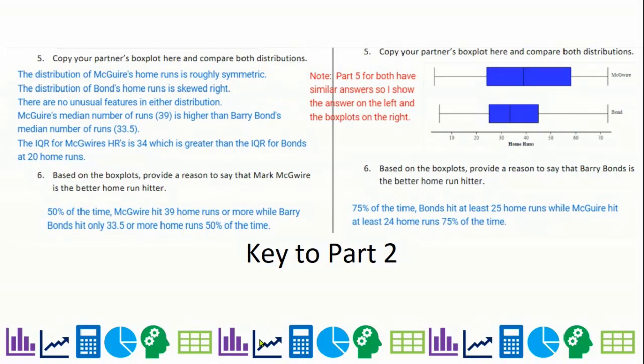McGuire's median number of runs, 39, is higher than Barry Bonds' median number of runs, which is 33.5. So see how I'm using context all along. The IQR for McGuire's home runs is 34, which is greater than the IQR for Bonds' at 20 home runs. If you just say McGuire's IQR is 34 and Bonds' is 20, do you get full credit? What do you have to say? It's either bigger, smaller, or similar. Got to tell me that, all right? Assume I'm a complete idiot. Give me that information, as if somehow I did not learn the less than, greater than sign, okay?